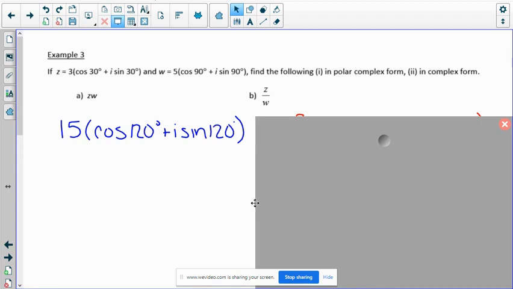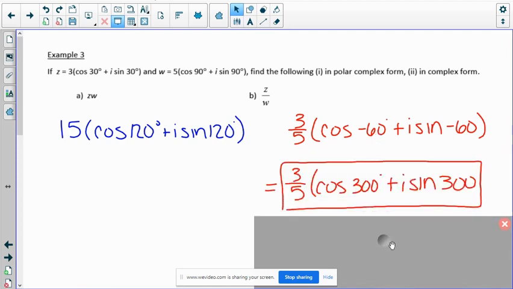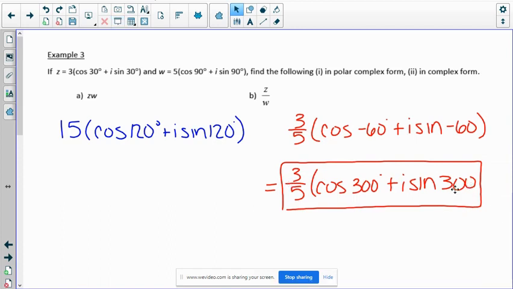Similarly, if I want to divide, I would divide my r1, so 3 divided by 5, and then subtract 30 minus 90 is negative 60. Now, the only problem, like I mentioned above, is I cannot leave this as negative 60. I have to convert it. So if I go all the way around the unit circle or add 360, I would be at 300. So I can leave it like this. And again, both of these answers are in polar complex form. It's not that bad to put them into rectangular by just actually figuring out what those are and distributing.